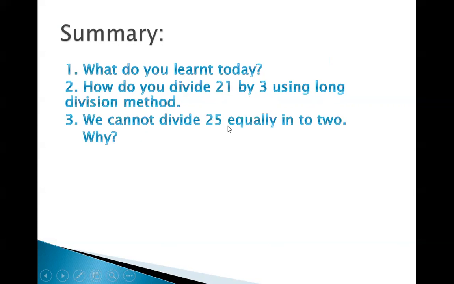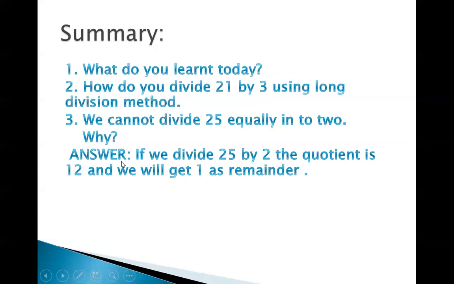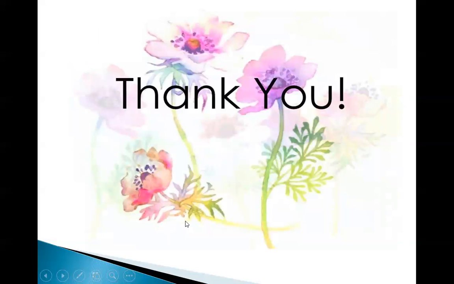We cannot divide 25 equally into 2. Why? You have to tell me, why can't we divide 25 equally into 2? The answer is, if we divide 25 by 2, the quotient is 12 and we will get 1 as a remainder. That is, 2 times 12 equals 24. So we will get 1 as a remainder. Thank you, children.